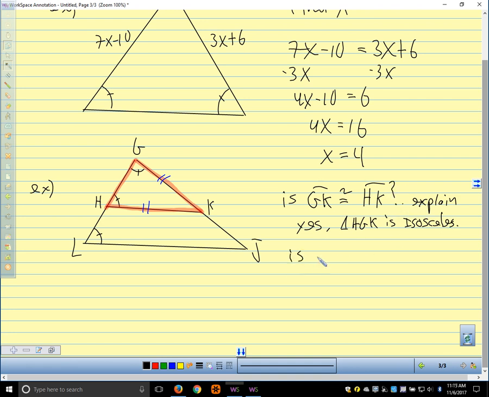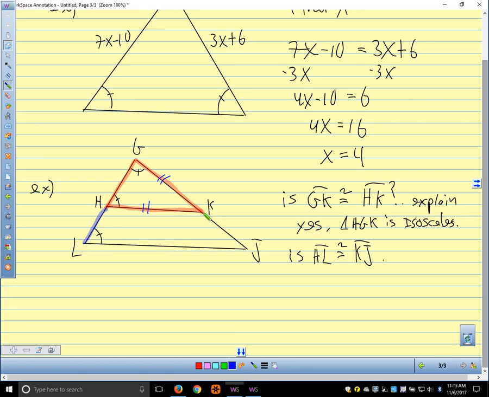Second question, is HL congruent to KJ? And same thing, explain why or why not. Well, here is HL and here's KJ. Are those two blue segments the parts of any isosceles triangle? Are they parts of anything interesting? No, not really. They're part of this trapezoid kind of shape, but we don't really know much about that trapezoid. So we could say we don't know. Not enough information.